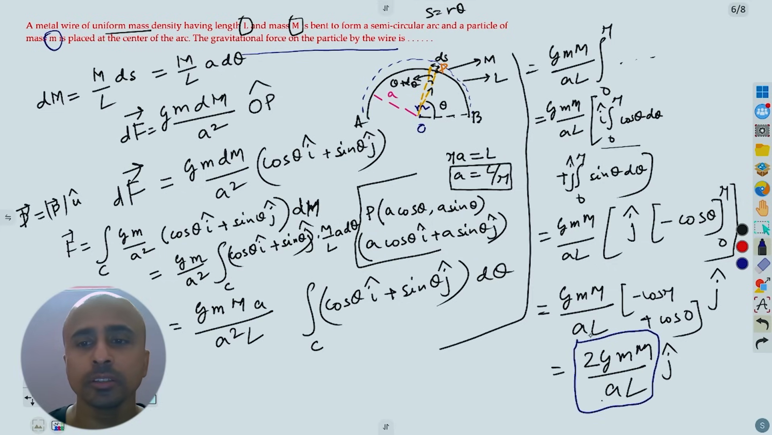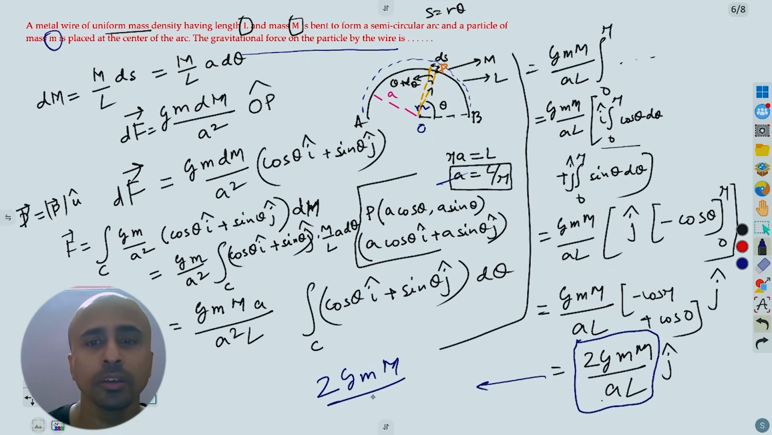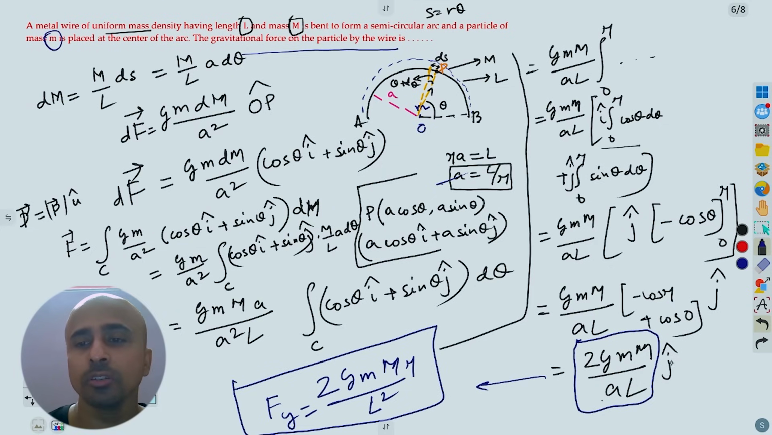But we do not have a given in the question, I think. So we need to evaluate a as well, and a will be evaluated from this part. So this is basically 2GM capital M, or now a is L by pi, so this is L square pi, okay? So the magnitude of the gravitational force Fg is this. Its direction is along the y-axis, okay?